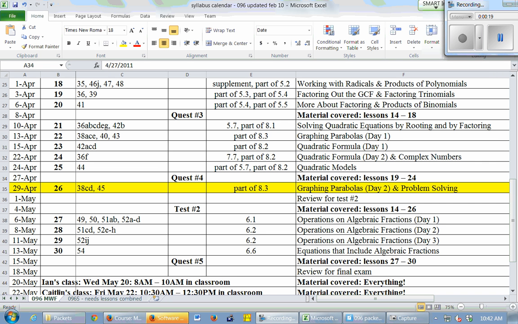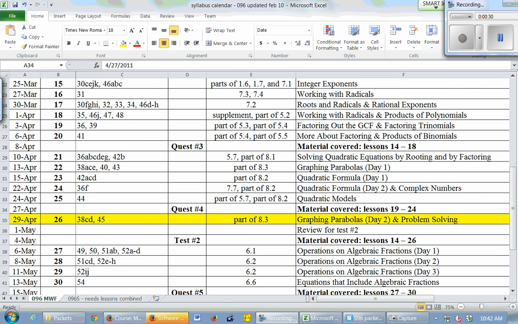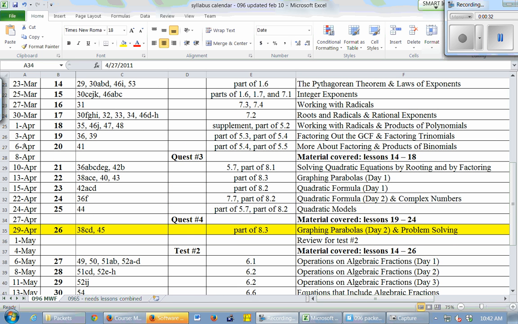Friday we will review for test number 2, and Monday is test number 2. It's going to cover all the material from lessons 14 through 26. So it's going to go back quite a ways. It's going to cover all the material since test 1.